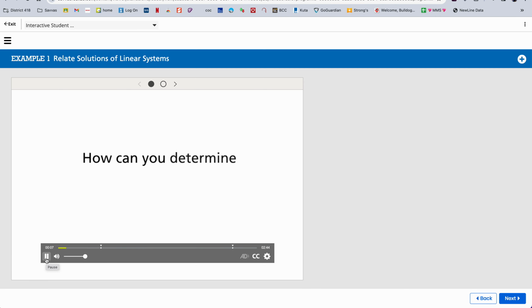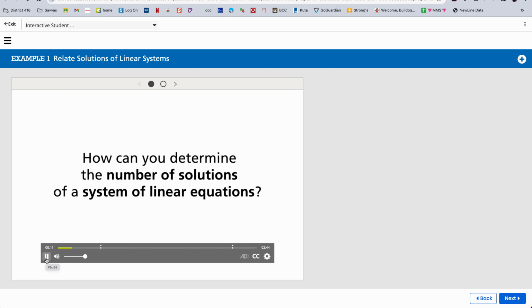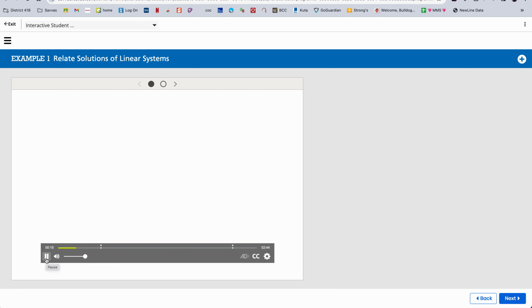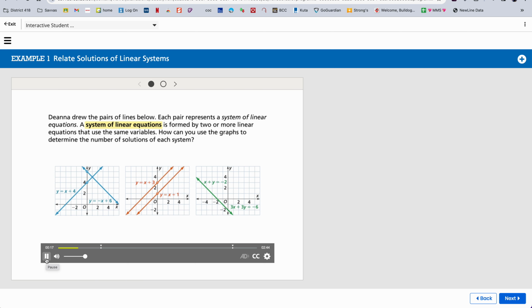How can you determine the number of solutions of a system of linear equations? Think about this question during the lesson. Deanna drew the 3 pairs of lines below. Each pair represents a system of linear equations. A system of linear equations is formed by 2 or more linear equations that use the same variables. How can you use the graphs to determine the number of solutions of each system?